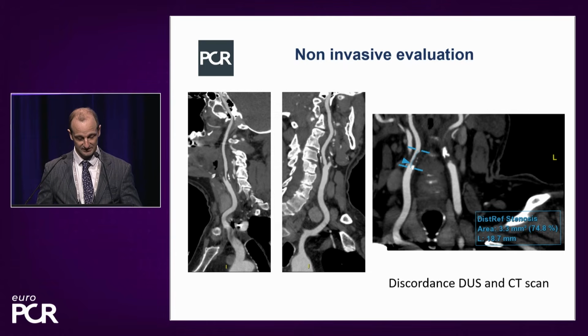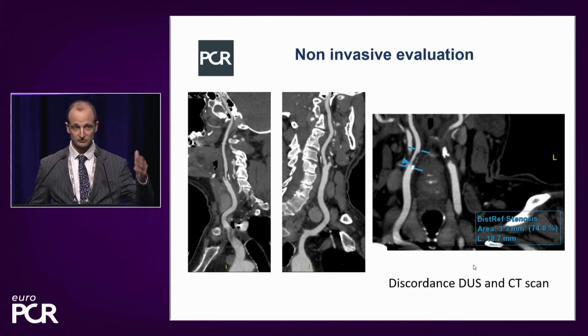It is a left carotid with a 50% Doppler ultrasound stenosis, but on the right, the measurement on the angio-CT gives us a 75% stenosis in the ostium. So there is definitely a discordance between the Doppler ultrasound and the CT scan.